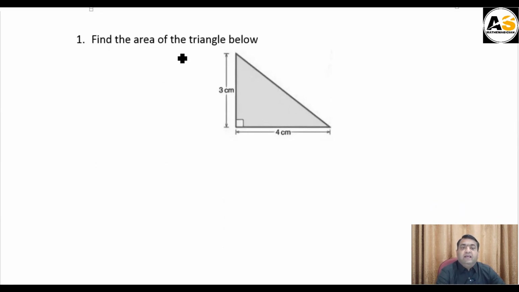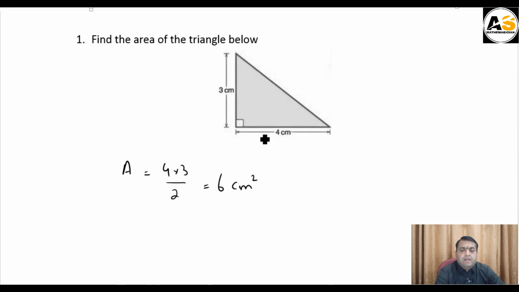Let us solve a few questions now. We have to find the area of this triangle. You can clearly see this is the base over here. What is the base? 4. What is the height then? 3. So area will be base into height over 2, 6 centimeters square.